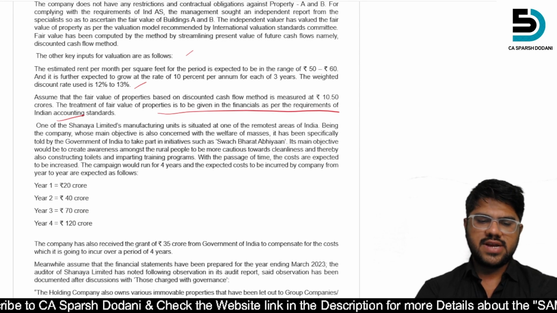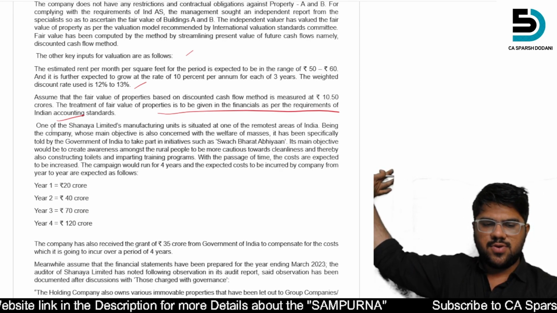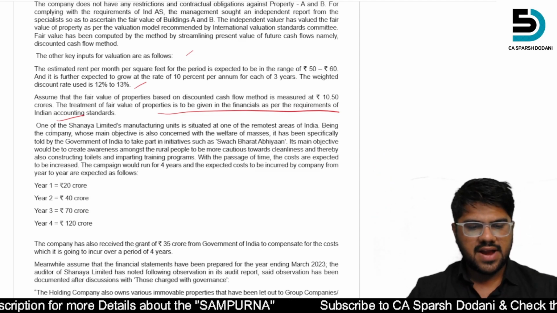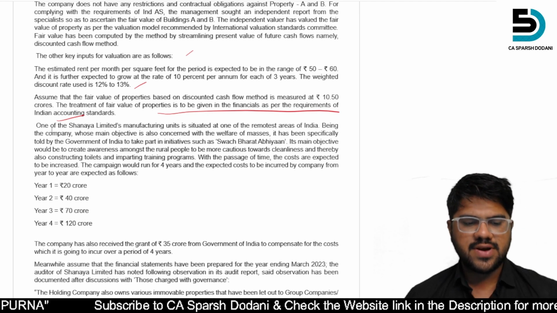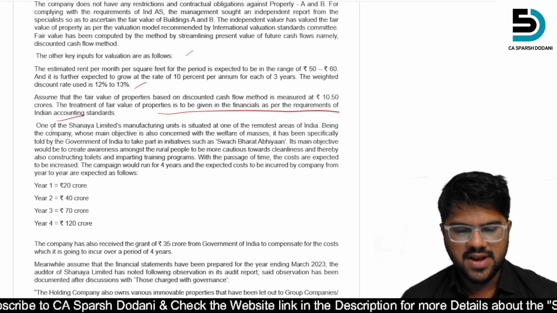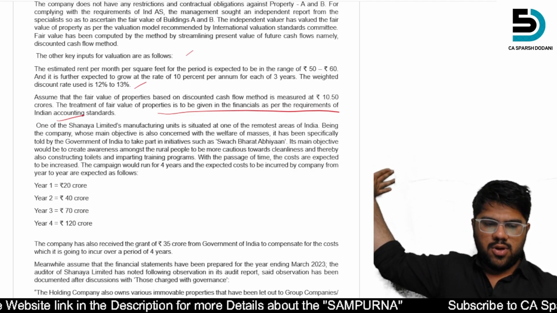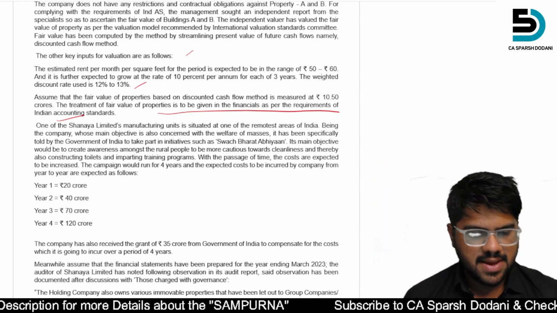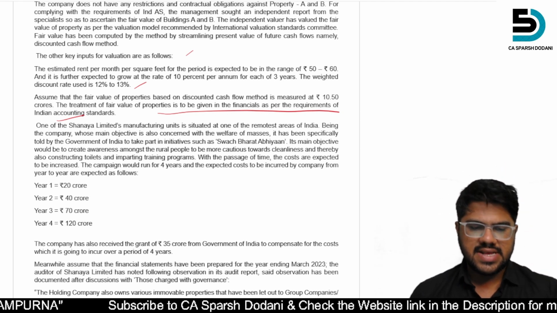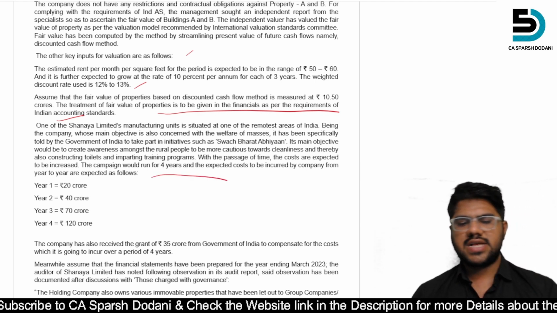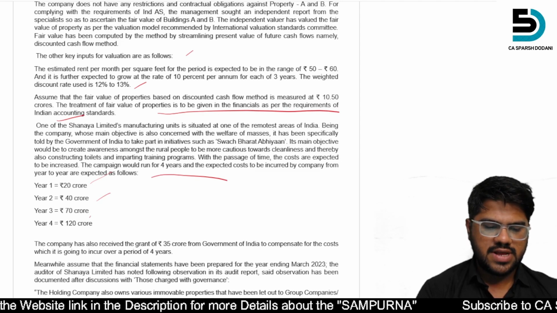Being that the company's main objective is to concern the welfare of the masses, it has been specifically told by the Government of India to take part in initiatives such as Swachh Bharat Abhiyan. Its main objective would be to create awareness amongst the rural people to be more cautious towards cleanliness, thereby also constructing toilets and imparting training programs. With the passage of time, the costs are expected to increase. The campaign would run for 4 years. Expected costs to be incurred by the company from year to year are 20 crores, 40, 70, 120.